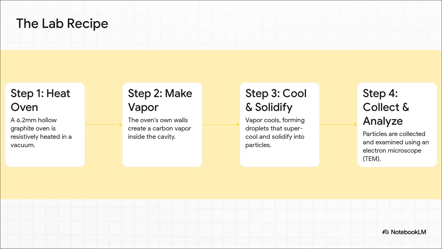So, here's the experimental recipe. Step 1, you take this tiny hollow graphite oven, just about 6 millimeters across, and you heat it up inside a vacuum. Step 2, you get it so incredibly hot that the walls of the oven itself start to vaporize, creating this cloud of carbon vapor inside. Step 3, that vapor cools down, forming those liquid droplets we talked about, which then supercool and solidify. And finally, step 4, you just collect the brand new particles to see what you've made.